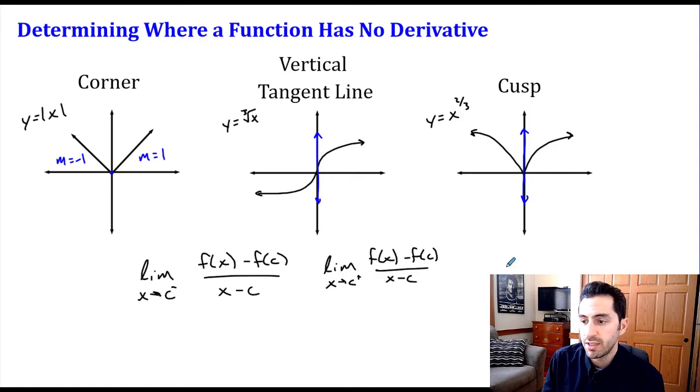But if we look at these limits and they're approaching positive or negative infinity, or they're approaching different numbers, then the derivative does not exist at that value of c. So now that we have this established, let's take a look at a specific example.